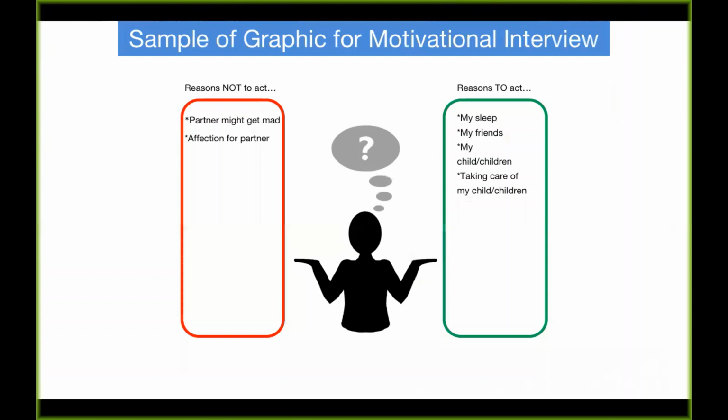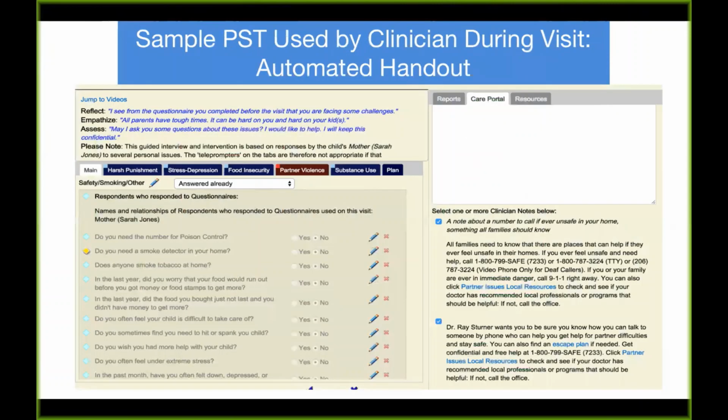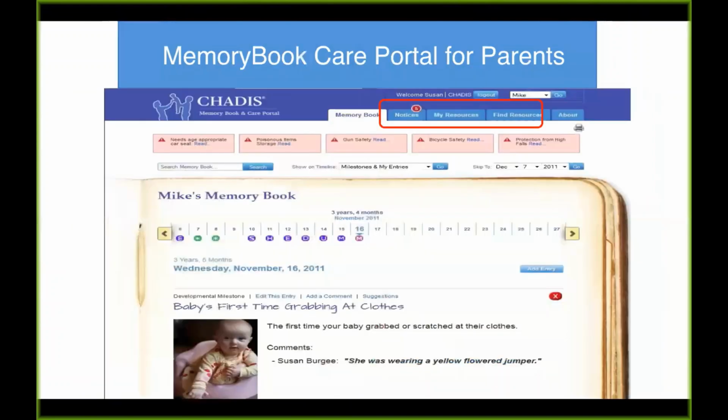Now, I promised you some graphics as well to help with this problem. And this is a graphic similar to ones that psychologists use for motivational interviews. And what you see is there's a list of reasons not to act and reasons to act, only in this case, the reasons have already been filled in by the questionnaire by the parent. Now, in addition to that, this patient-specific template automatically creates handouts, including local resources. And these handouts are specific to the problem that they're facing and go to that care portal.